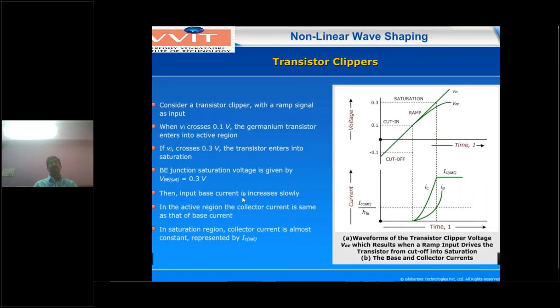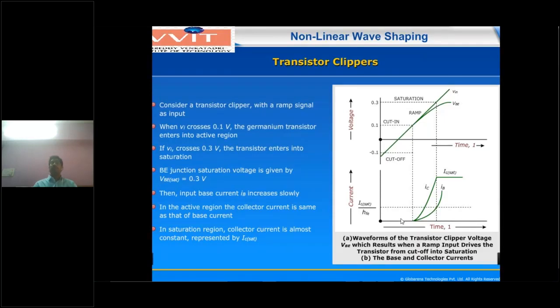Similarly, the input base current will increase slowly whenever the input voltage increases from cut-in to active, and then to saturation. So IB increases, and once the base current increases, the collector output current will also increase automatically. What is the relation between IB and IC? We know that beta or hFE equals output current by input current for a common emitter configuration, so IC by IB. So IC equals beta into IB. As IB increases, IC also increases from the cut-in voltage of 0.1 volt up to 0.3 volts.